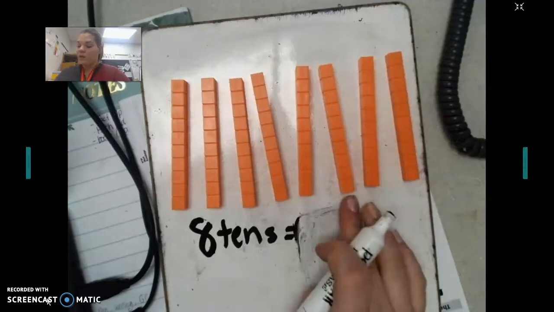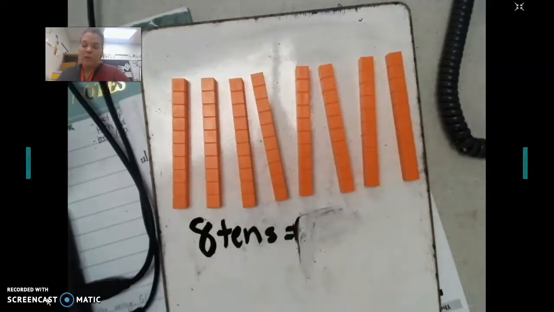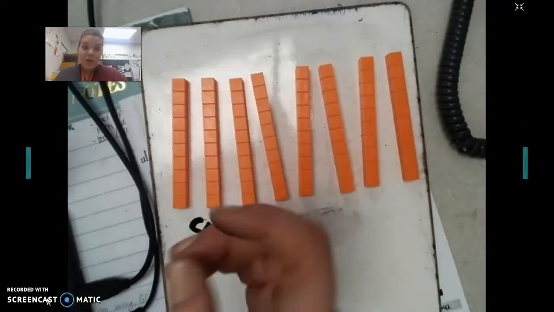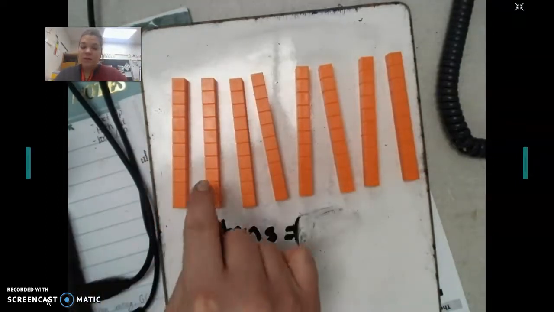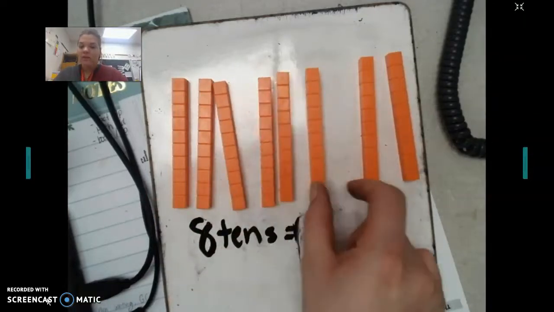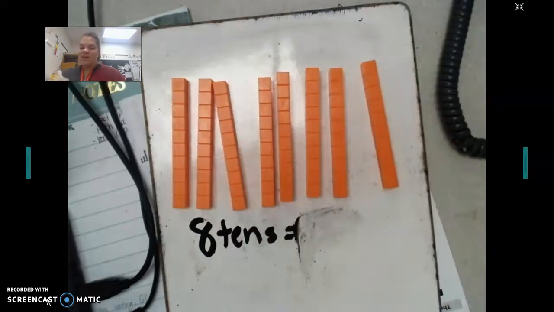Now don't forget, we need to count each individual cube, but we don't want to actually count each individual cube. If it's a group of 10, all you have to do is go 10, 20, 30, 40, 50, 60, 70, 80.